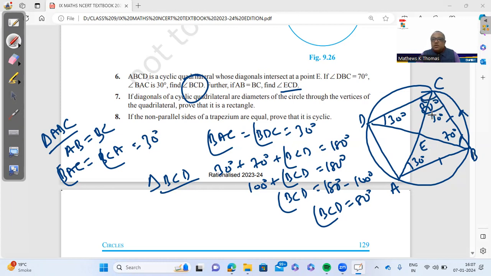Now the question is to find out angle ECD, that means the remaining angle. This total angle was 80, and this angle we have found out is 30. So what will be angle ECD? That will be simply the total angle 80 minus the angle that we took out just now. This angle BCA is 30. So 80 minus 30, this answer will be 50 degrees. Angle ECD will be 50 degrees.